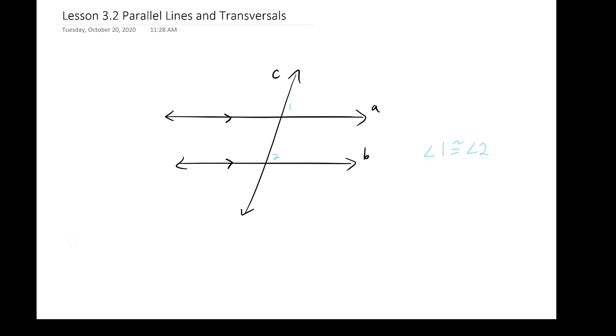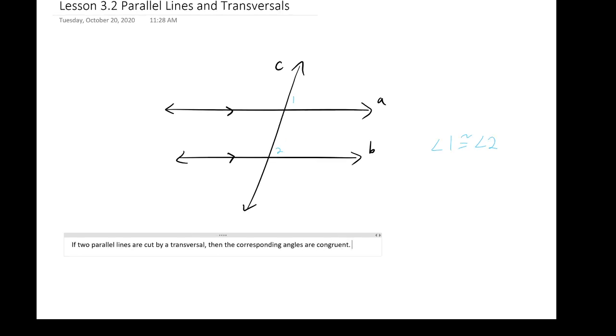And the reason why, and there's a little bit of debate in your book about it being a theorem versus being a postulate. Your textbook lists it as a theorem, but it has been listed before as a postulate, showing that when two parallel lines are cut by a transversal, the corresponding angles are congruent.